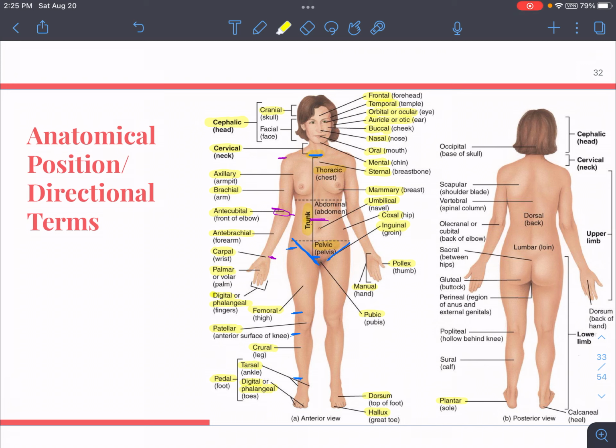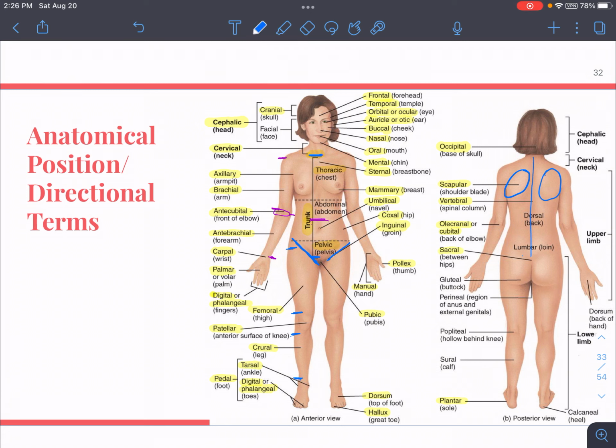The back of your elbow is called the olecranon or olecranal or cubital. If you remember, the front of that elbow is the antecubital, so the back side is the cubital, back of that elbow. The sacral is the area between the hip bones. There's two separate hip bones, and there's this little triangular bone down at the base of your spinal column. It's called the sacrum. So that's also named after a bone.